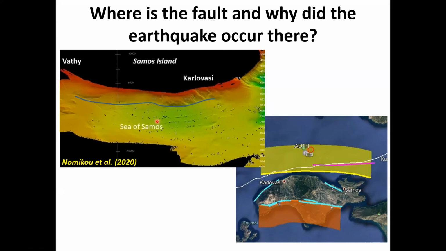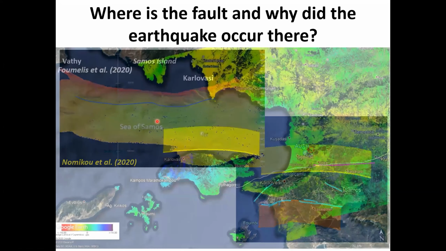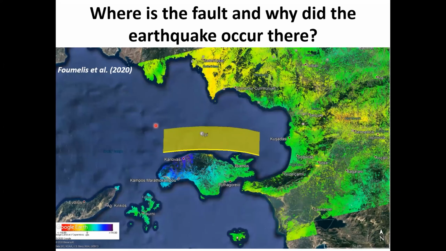But critical information also came up from INSAR observations. This is the broader INSAR image that was produced a couple of days after the earthquake, which clearly shows these blue colors here, the uplift on the footwall, and these yellow colors over there, which show subsidence.